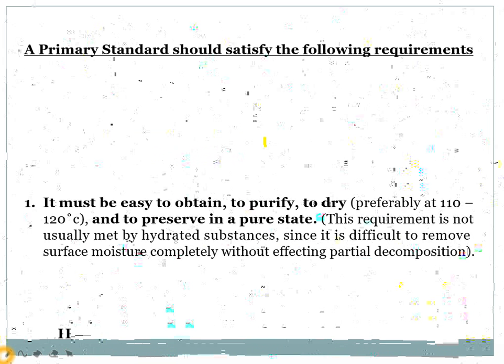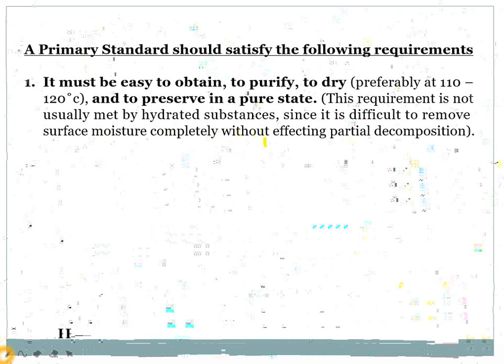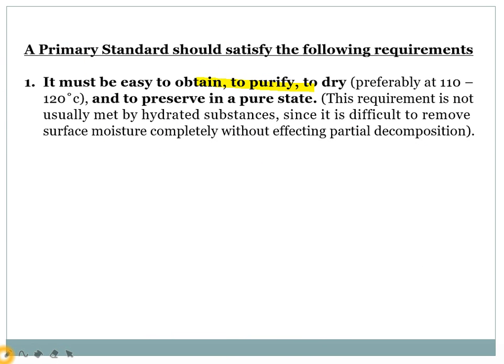The first property is that it must be easy to obtain, to purify, to dry and to preserve in a pure state. Easy to obtain means easy procurement, that means it should be cheaply available, and to purify means the pure form should be available or it should be easy to purify. And to dry means the drying temperature of almost all primary standards is between 110 to 120 degrees Celsius, and they should be able to be preserved in a pure state.